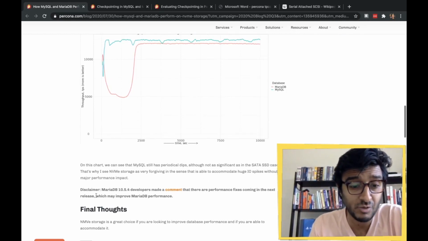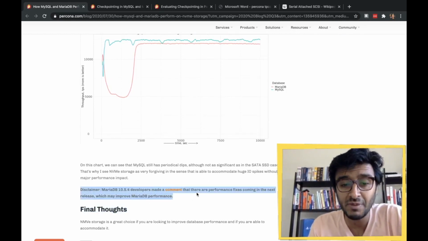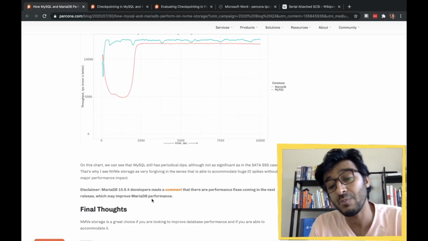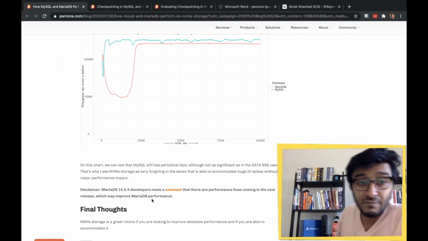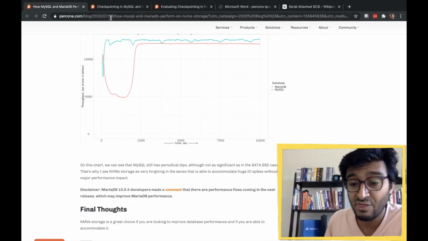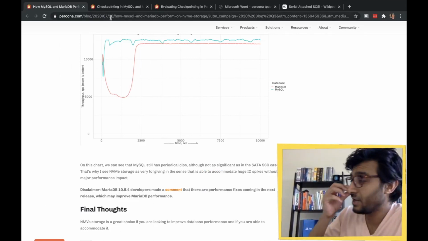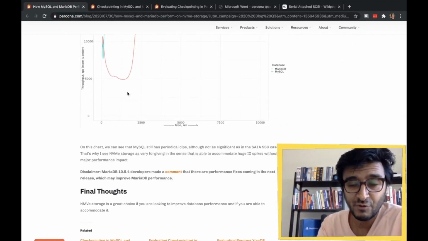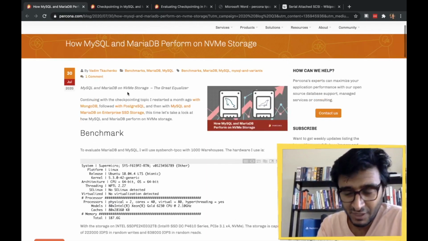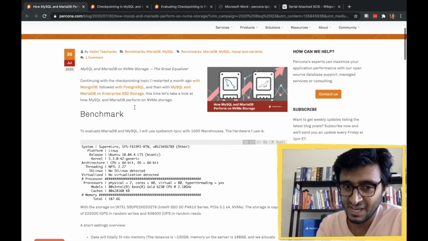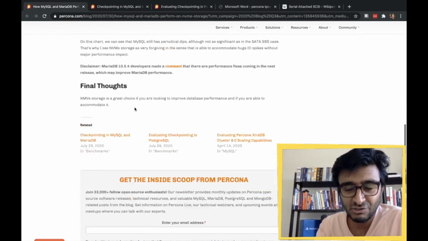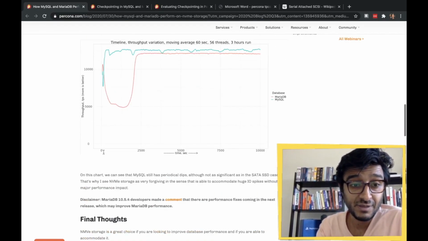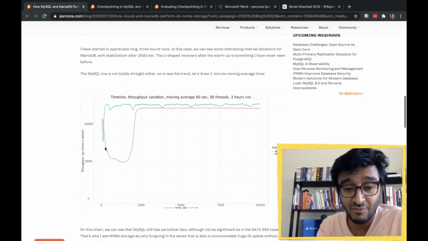But that is awesome. So obviously, a MariaDB developer made a comment that there are performance fixes coming in this release, which will improve MariaDB performance. So this will even be better. So this is July 30th. That is pretty cool. This is good. This is really good. But definitely, if you want to get an NVMe SSD, it's going to give you great write performance. Thank you, Vadim, for this. But yeah, it will give you great write performance.